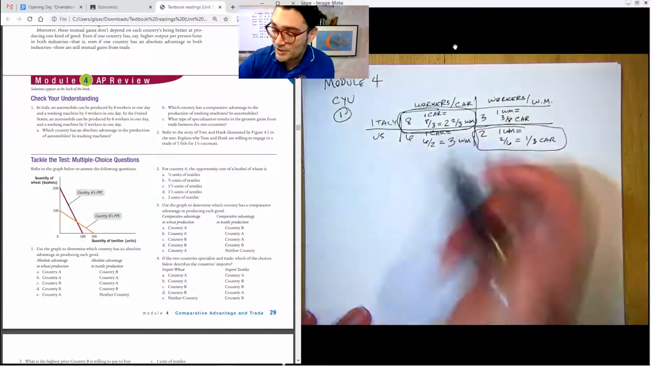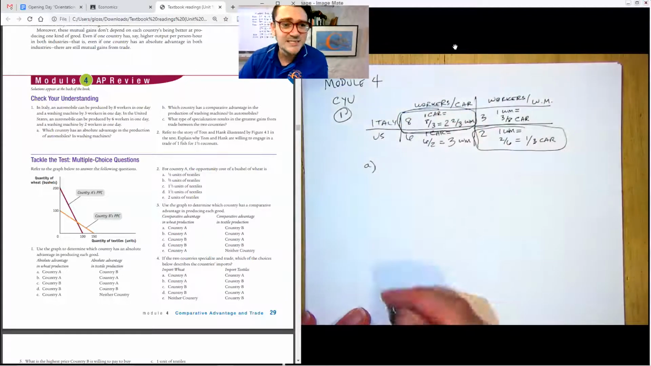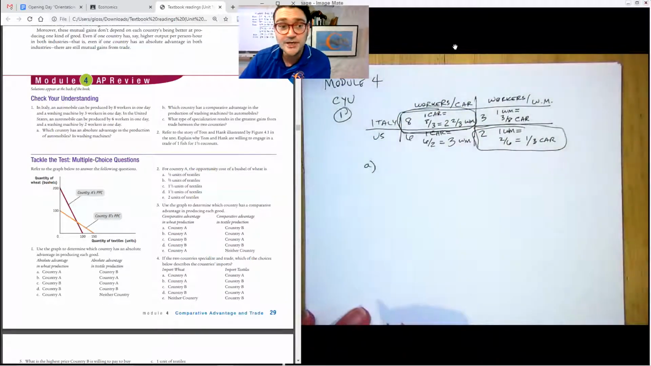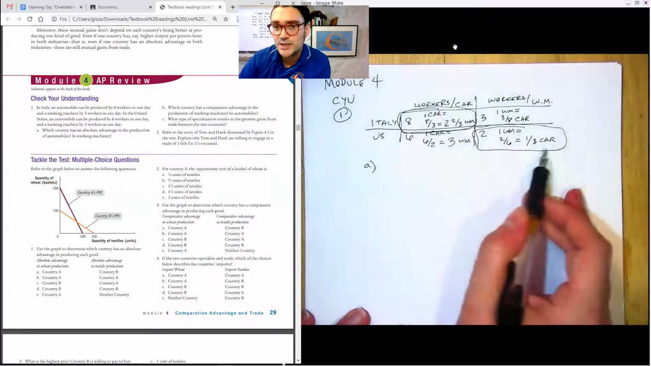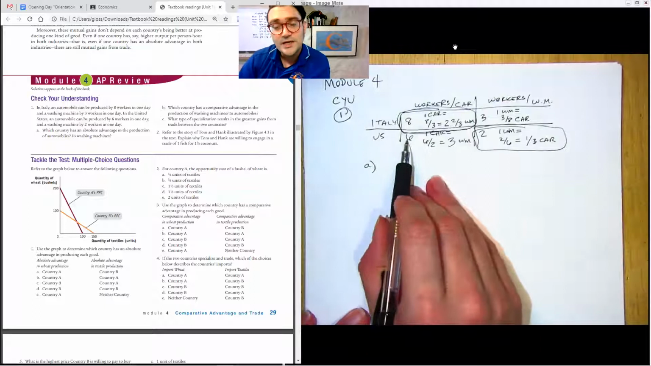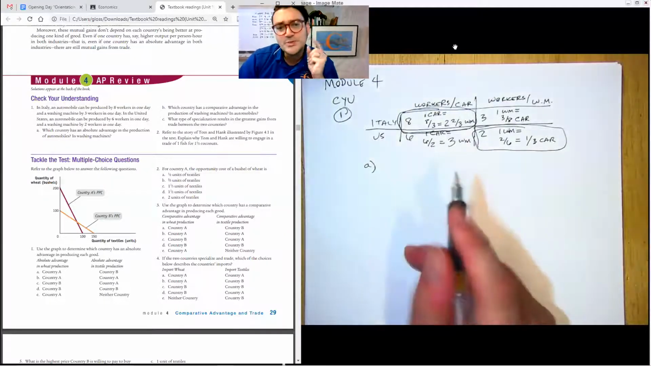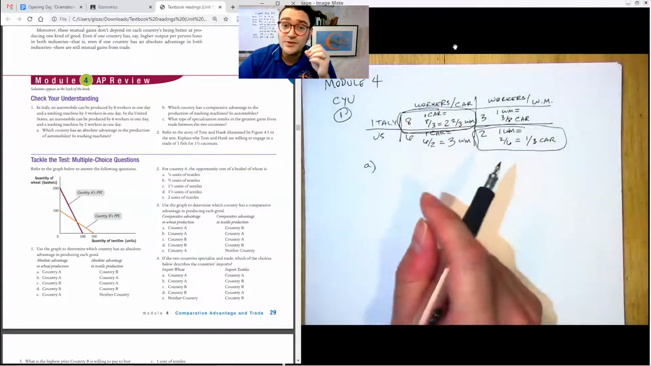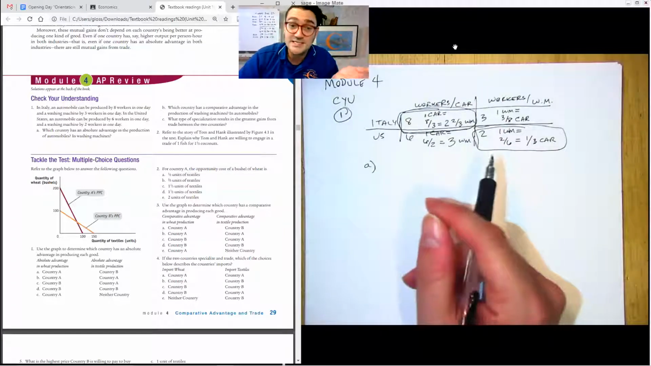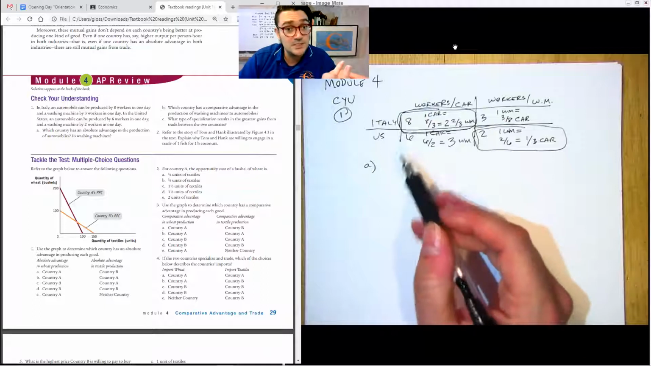Now let's actually answer the question, right? A says which one has absolute advantage in automobiles, which one has it in washing machines. So that's not looking at the opportunity cost. That one's just looking at the number here, the 8, the 6, the 3, and the 2. And with an input problem, right, absolute advantage would be that you could do it with fewer resources, or you could do it with less time. Now, in this case, it's resources, it's number of workers.